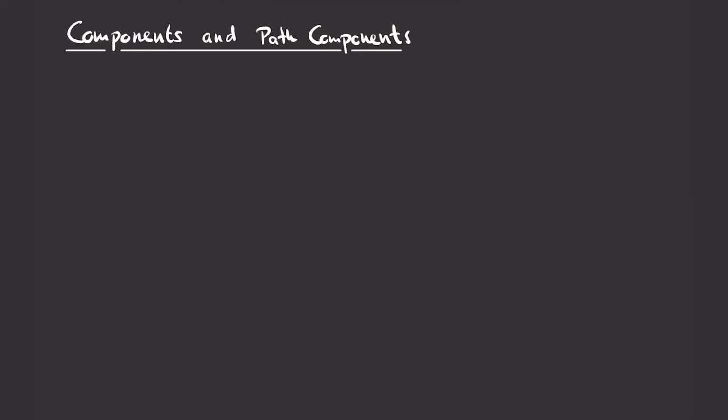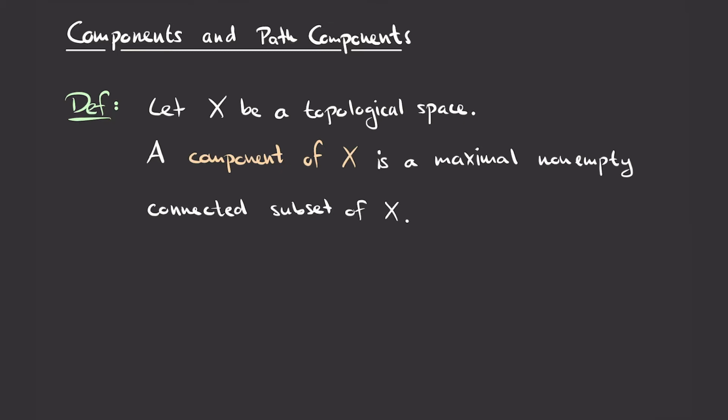With that, let's dive straight into the first definition, which is that of a component of a topological space. For this, we suppose that X is some topological space, and then we say that a component of X is a maximal, non-empty, connected subset of that space X.